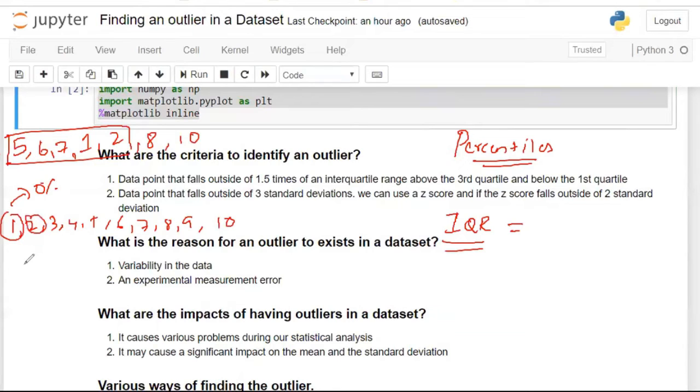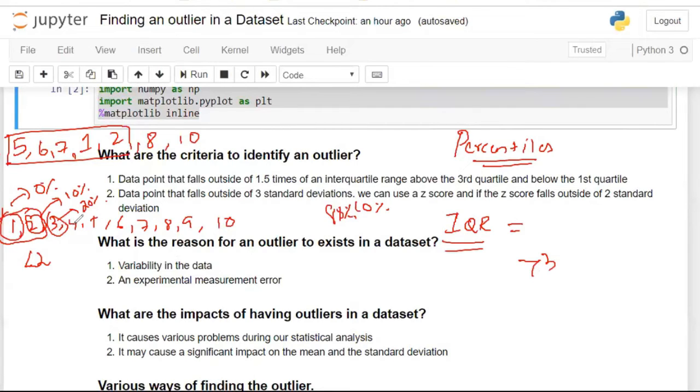If I consider 2, since I have 10 numbers here, 2 will become my 10th percentile. That means 10% of the total numbers in this distribution are less than 2, and that is only the number 1, which out of 10 numbers is 10%. Now if I consider 3, this becomes my 20th percentile. That indicates that 20% of my numbers are less than 3, and 80% of the numbers in this distribution are greater than 3.